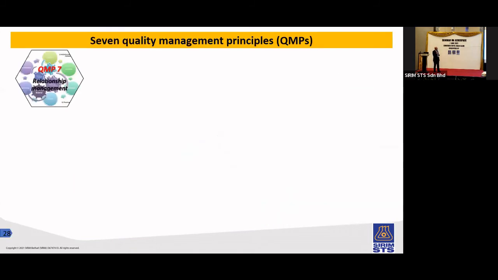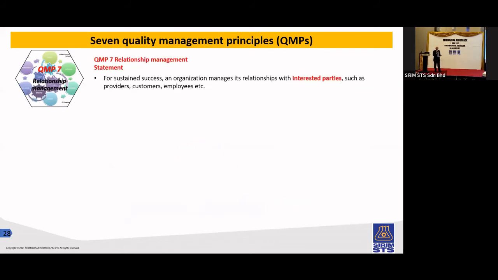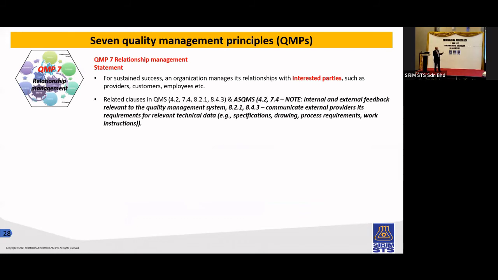And finally, number 7, relationship management. You have the interested party that you have to meet the requirement of the interested party. Termasuk like providers, supplier, customer, employee, dan lain-lain. Dan apa requirement related to the quality? Clause 4, clause 7, clause 8. In the aerospace, they have internal, external feedback, quality management system. They have to communicate external providers requirement on the technical data, specification, drawing, process requirement, and also work instruction. So ini tambahan dalam aerospace requirement.